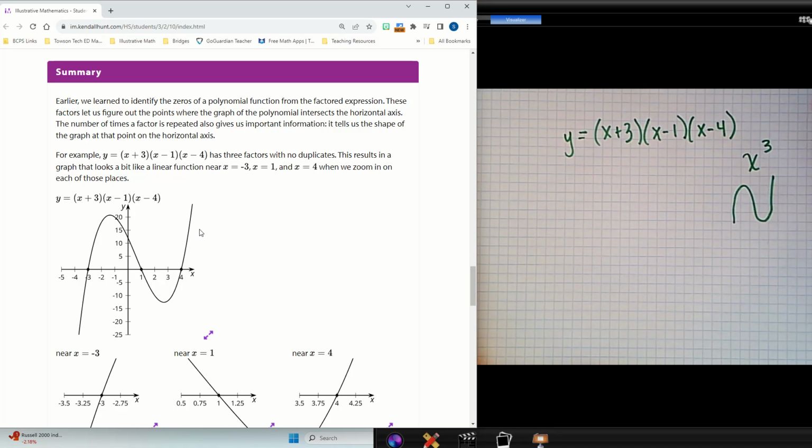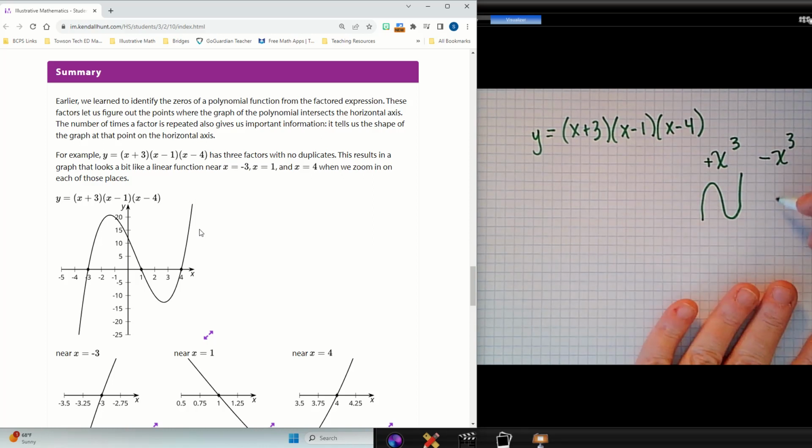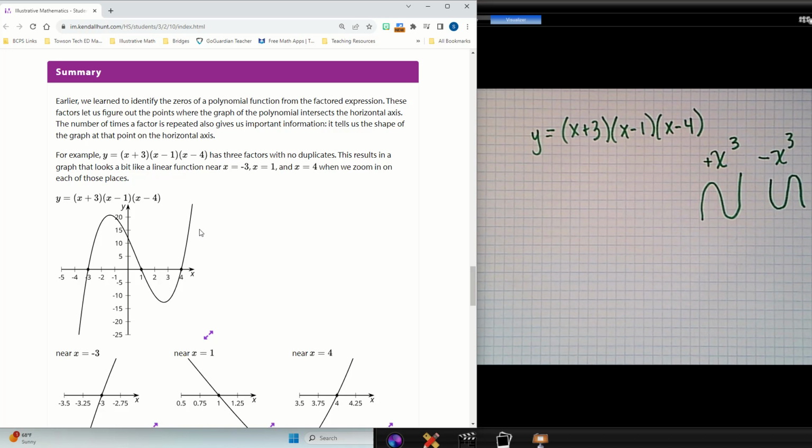I've got my 3 as my number of waves. I think of it like waves. If I have a power of 3, I know I have to go up, down, up. And I'm going up first because this is positive. Now, if this were a negative x to the 3rd power, even if there were a coefficient in front of it, it would be down, up, down. So that's a given.